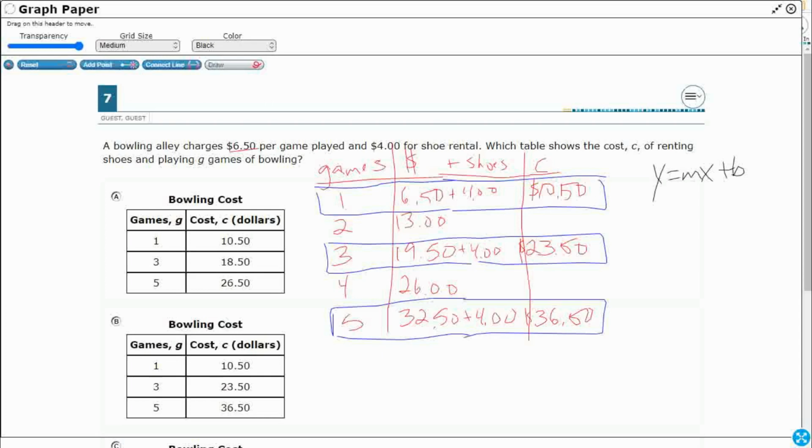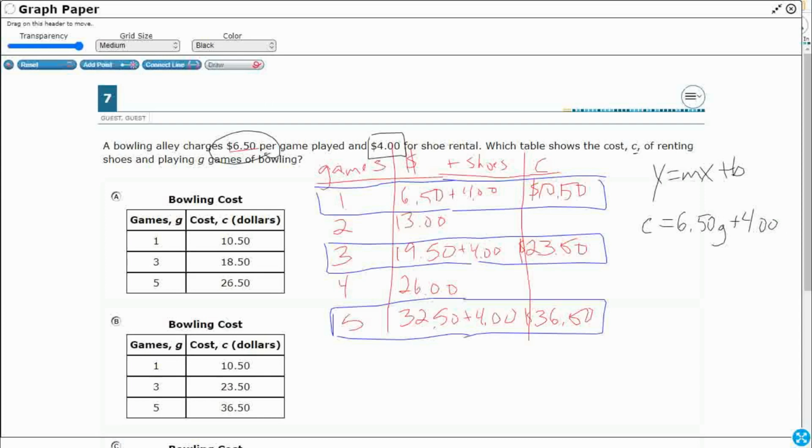In this case, our y, our dependent variable, is going to be our C. And this m is the unit rate, it's the slope. Well, they gave us the unit rate right there, 6.50. Our independent variable is how many games they're playing, 1, 3, or 5. So 6.50g plus that b. Remember, b is a constant, it's the y-intercept. What's the starting cost? And they give us the starting cost. It's $4. It costs $4 just to get there, unless you bring your own shoes.